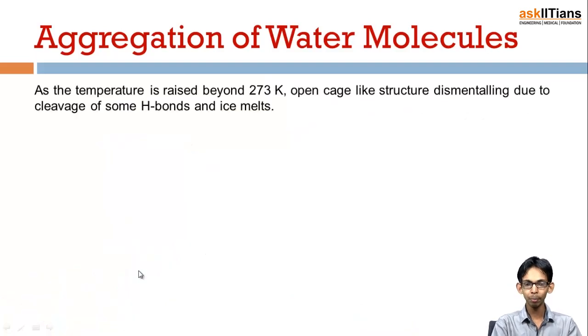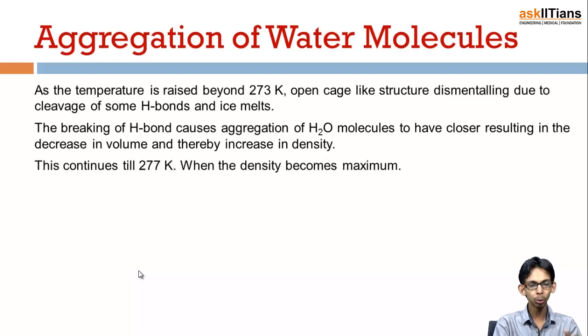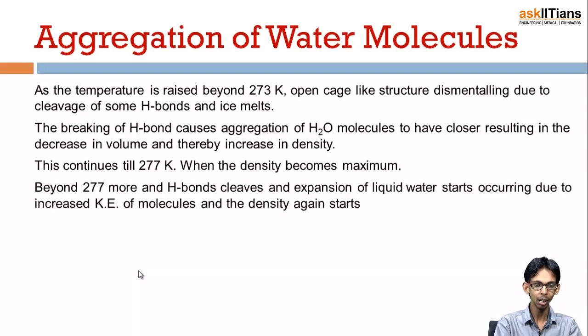As the temperature is raised beyond 273 Kelvin, the open cage structure of ice starts breaking down because of cleavage of some hydrogen bonds, and ice starts melting. The breaking of hydrogen bonds causes aggregation of water molecules to come closer, resulting in the decrease in volume and thereby increase in density. And this continues up to 277 Kelvin, where the density becomes maximum, or we can say 4 degrees Celsius. Beyond 4 degrees Celsius or 277 Kelvin, more hydrogen bonds cleave and expansion of liquid water starts occurring due to the increase in kinetic energy of the molecules, and therefore density starts decreasing.